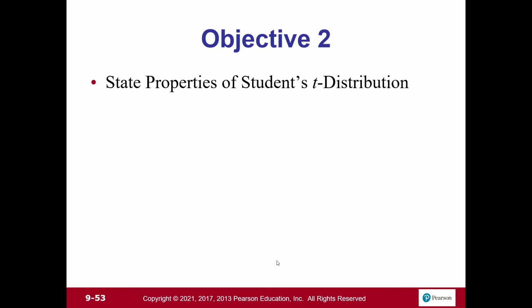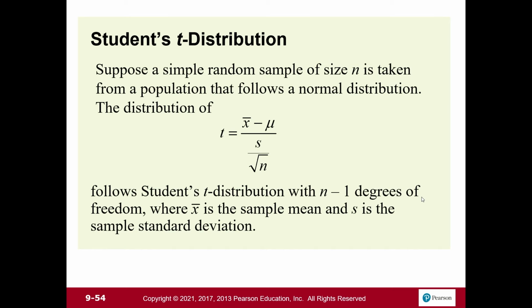Let's look at the second objective. This is called the student's t distribution, or sometimes just the t distribution. So let's dig in and talk about what that is all about. The student's t distribution, which sometimes we just call the t distribution.